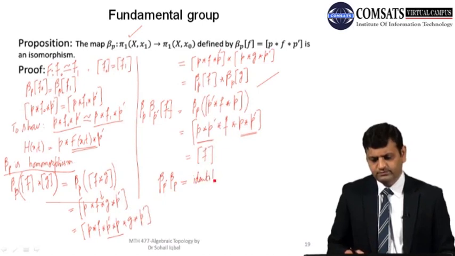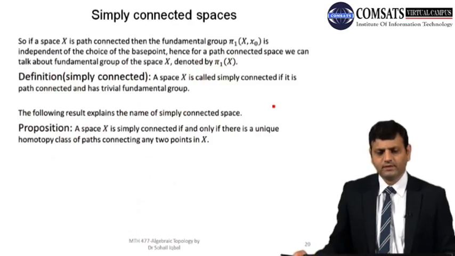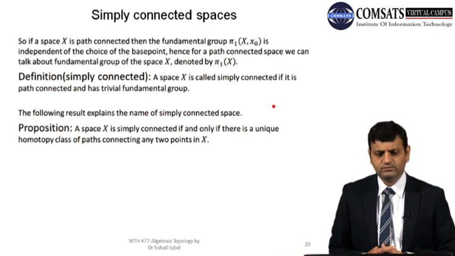So in other words, this beta P is bijective, so it's a bijective homomorphism, so we can say that it's an isomorphism. So our next topic of discussion is simply connected spaces. If a space X is path connected, then the fundamental group is independent of the choice of base point. Hence for a path connected space we can talk about the fundamental group of the space. So a space X is called simply connected if it is path connected and has trivial fundamental group.